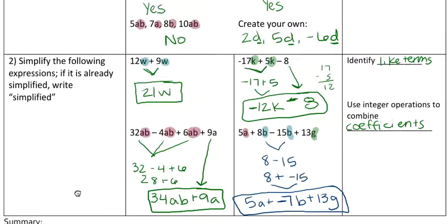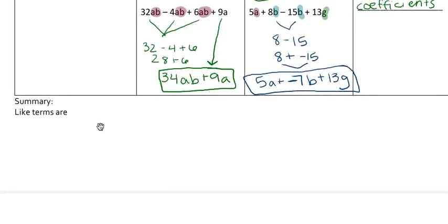All right, last one is the summary on like terms. What are like terms? Give me an example, and write it in words. How do you know if two things are like terms? And that is it.